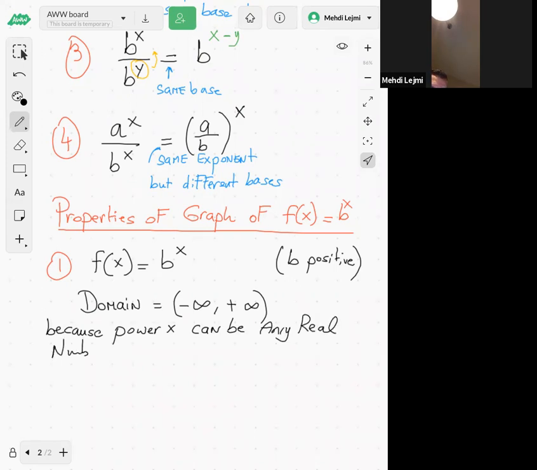Okay, because if you have some negative power, or a fraction as a power, you can still evaluate your exponential. There's no problem.